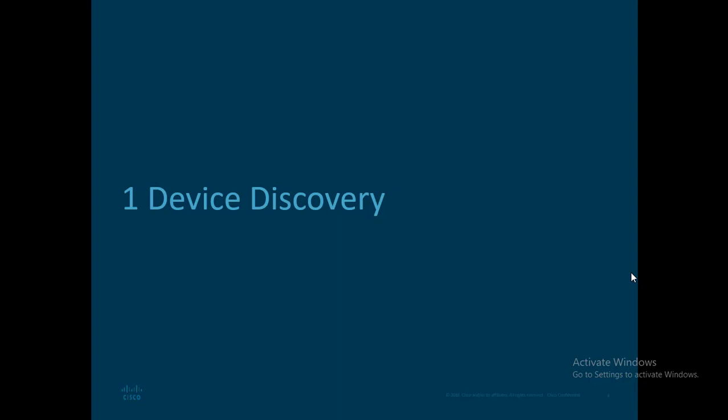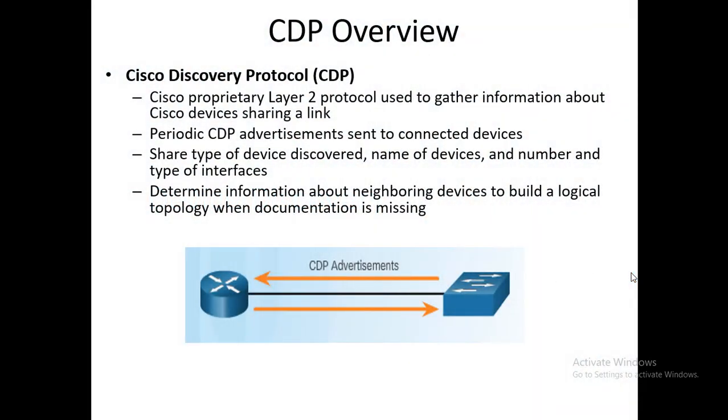This is the slide for the Cisco. Let's talk about this protocol, that is CDP. Now CDP is the Cisco Discovery Protocol. This is a proprietary Cisco protocol, and it means that only Cisco devices are compatible with this protocol, and this is a layer 2 protocol actually, used to gather information about the Cisco devices sharing a common link, or you can say a medium.